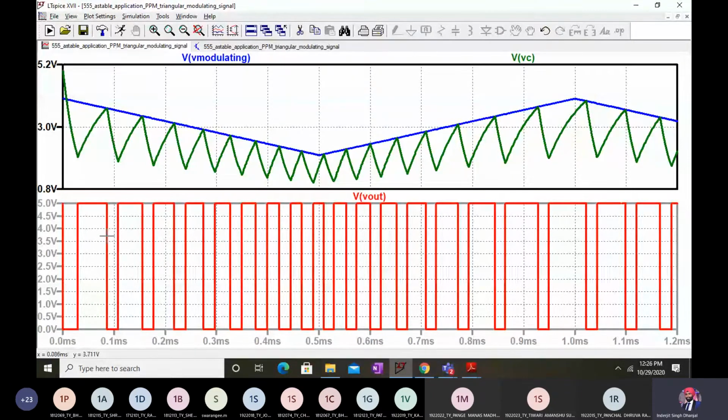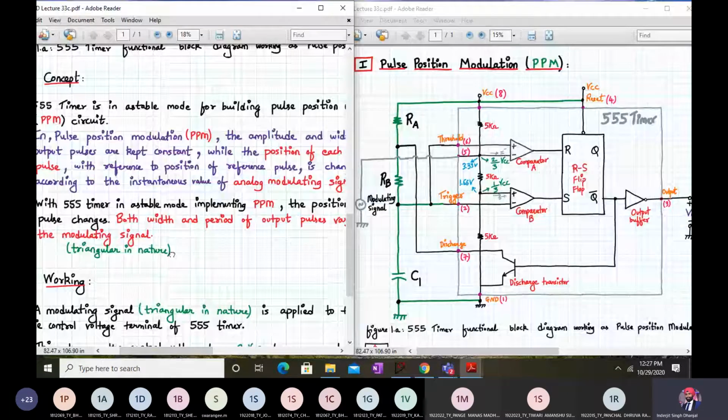Are you all following this? Hello. Yes, sir. Fine, good. So your T on time is changing. Fine. So that means what? If my T on time changes, what is my total T? Total T is T on plus T off.